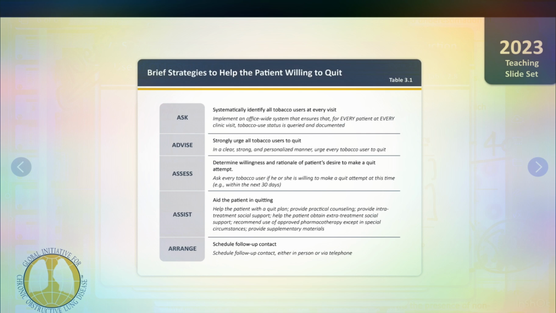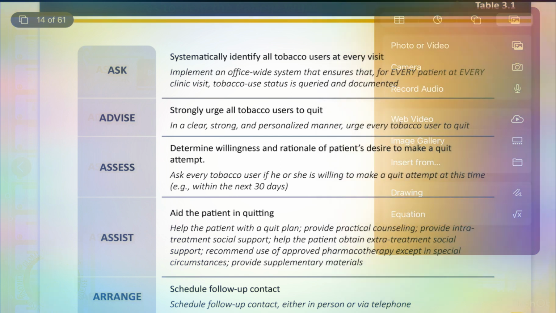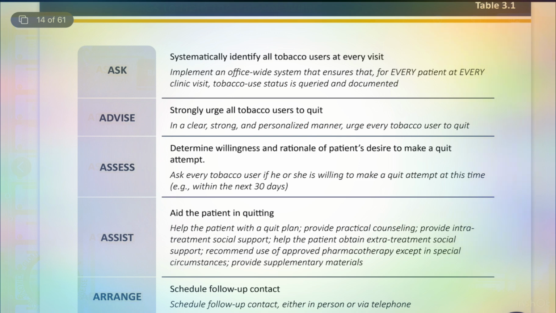Then they are telling what the brief strategies are to help the patient willing to quit smoking. First thing is Ask. We have to ask the patient. They are telling to systematically identify all tobacco users at every visit. Implement an office-wide system that ensures that at every clinic visit, every patient's tobacco use status is queried and documented. So we should ask every time whether the patient smokes or not, and document it.